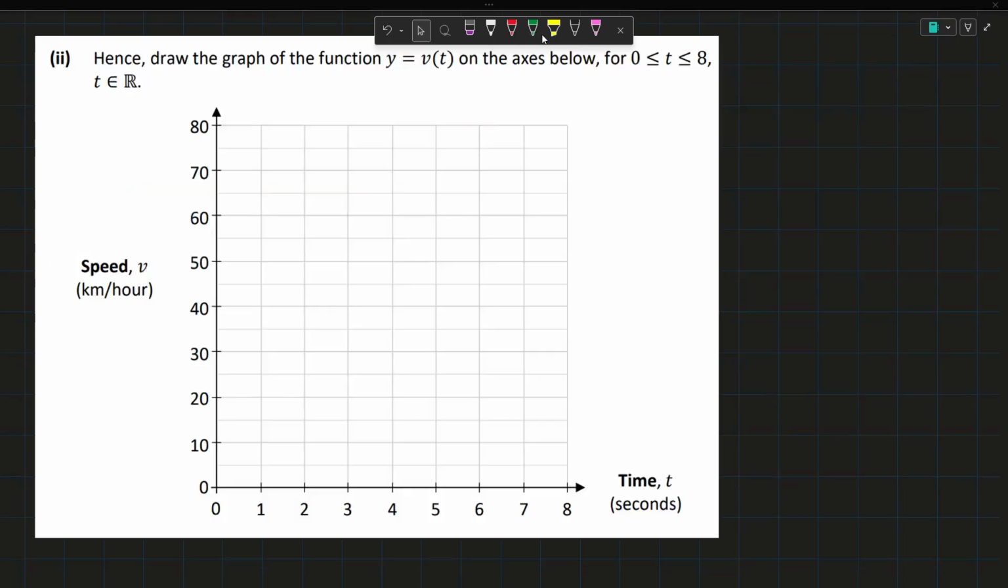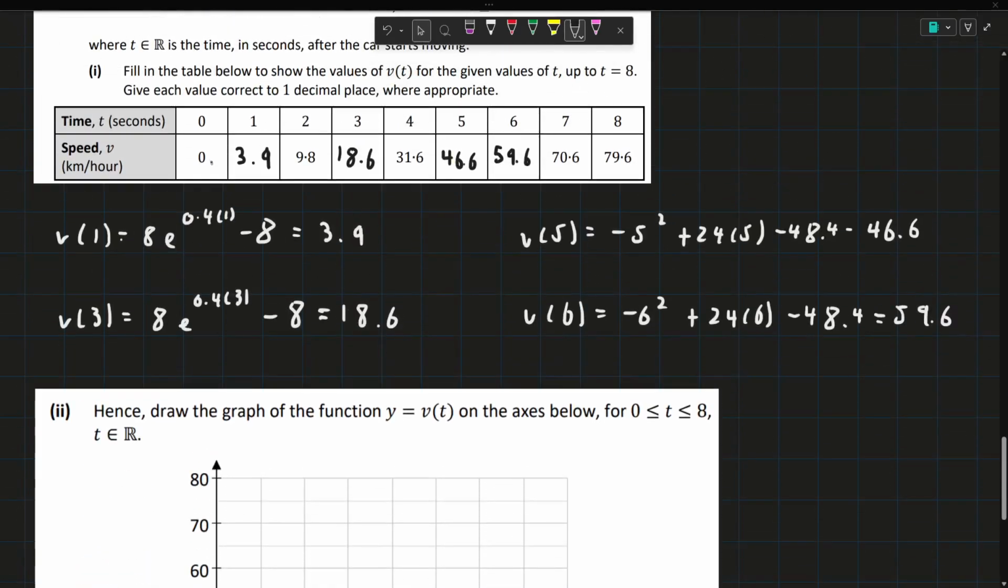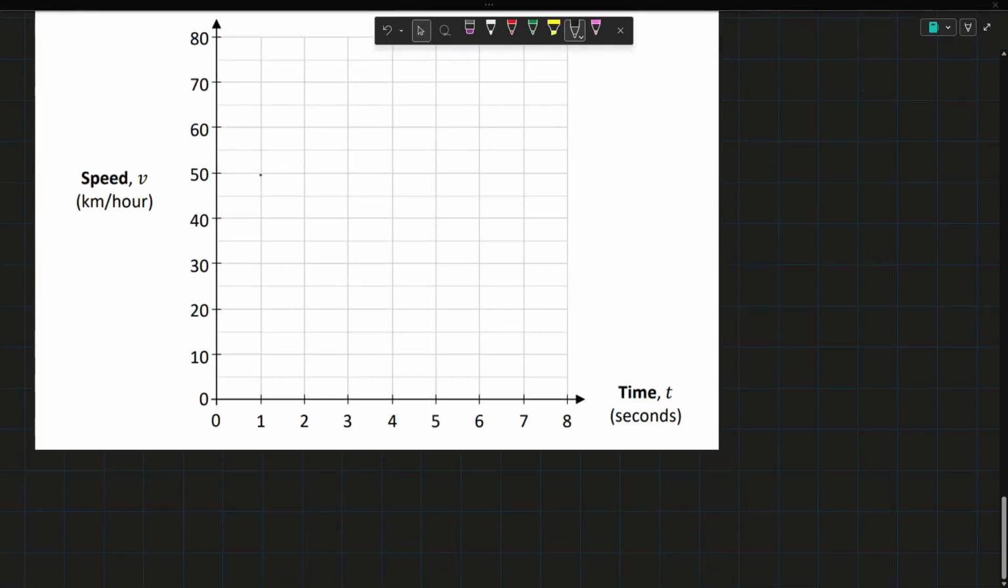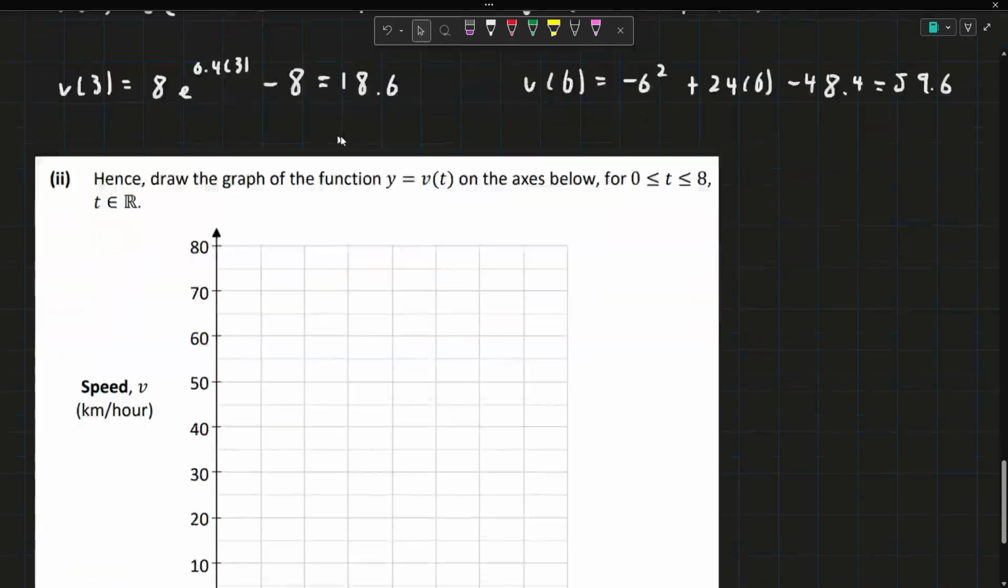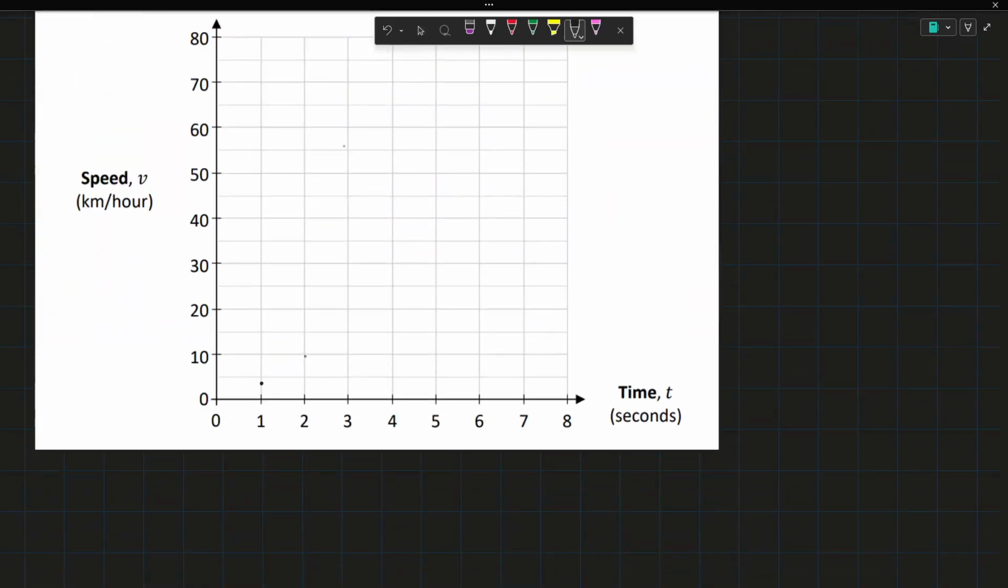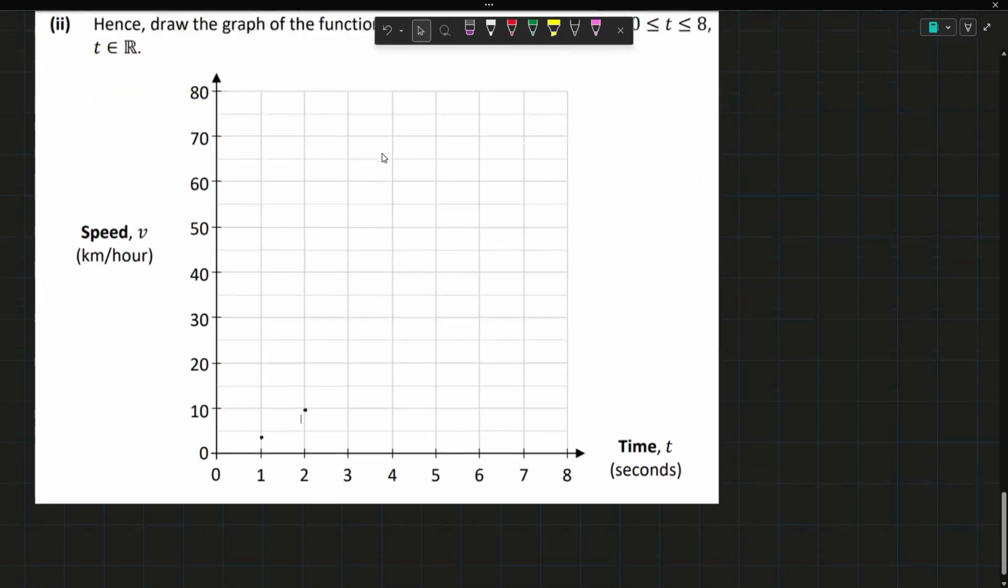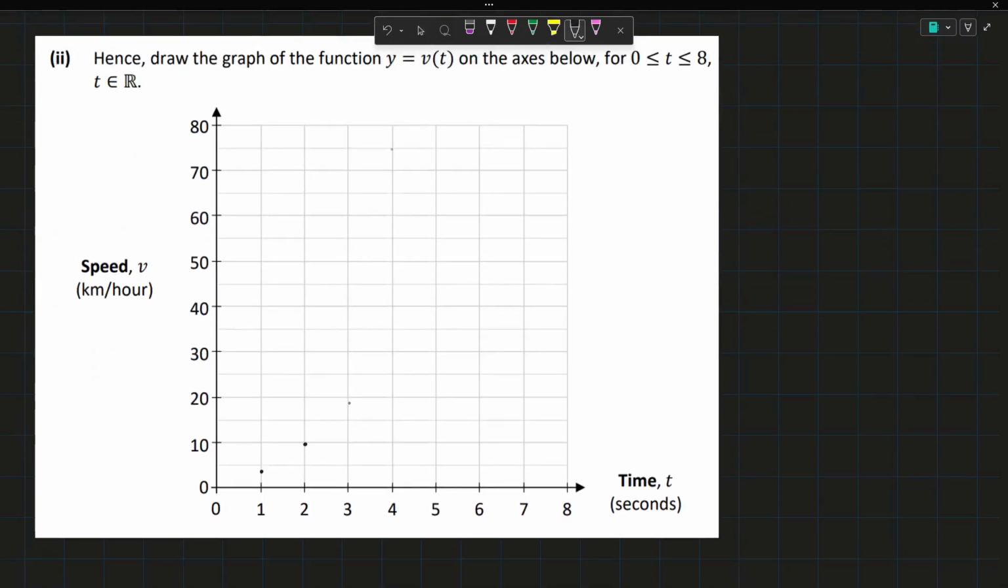Then we're asked to draw the graph. Well, I guess sketch it. It doesn't have to be super accurate, but I'll show how you do it. So 0, 0 is a point, then we have 1 and 3.9. So 3.9 is going to be around 4/5 of the way up this box, because this box is 5. So 4/5 of 5 gives us roughly 4, so about there. Then 2 and 9.8, that's just under 10. And then we have 3 and 18.6. So again, that's just under 20, about here.